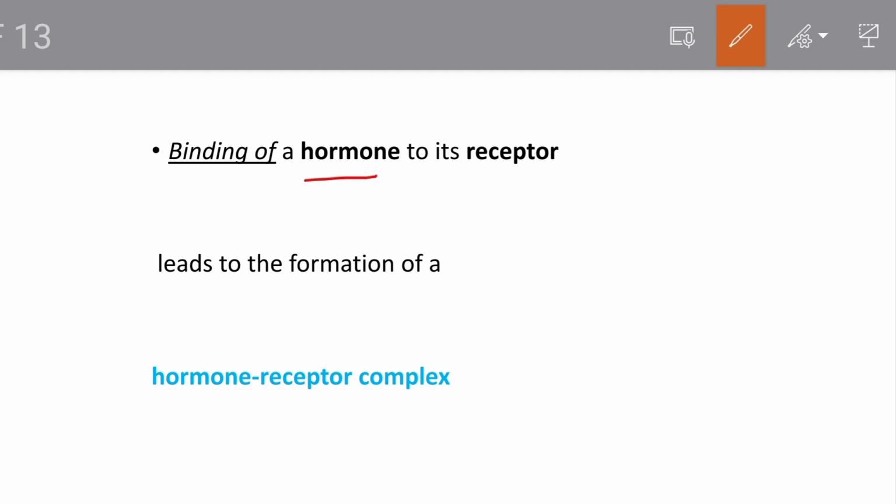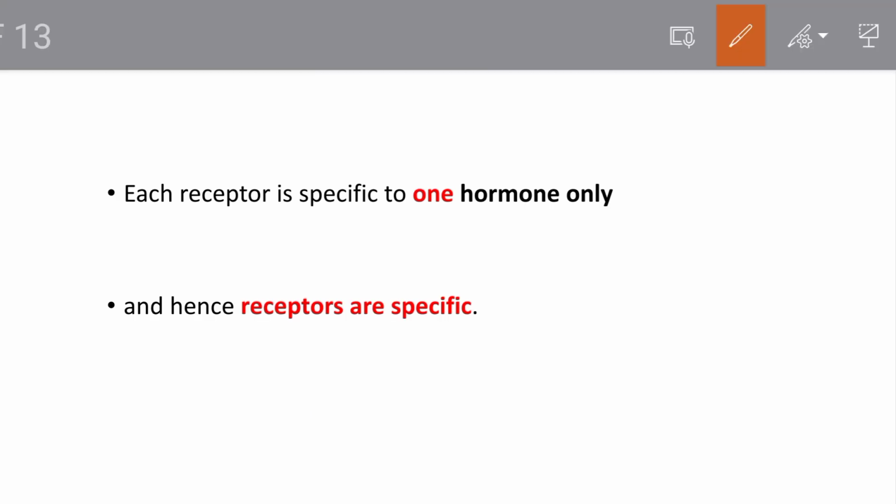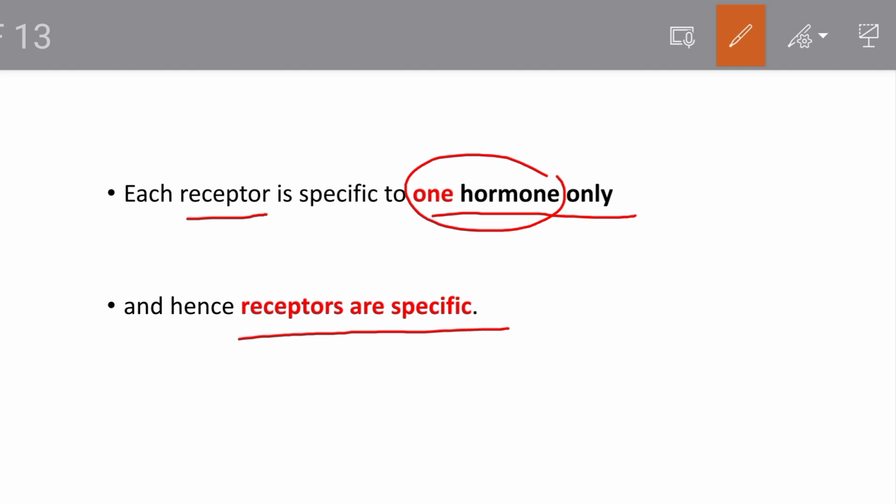Binding of a hormone to its receptor, which is a protein, leads to formation of hormone receptor complex. Each receptor is specific to one hormone only, and hence receptors are specific.